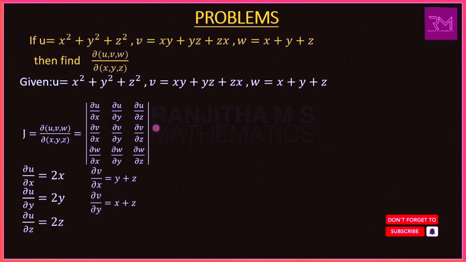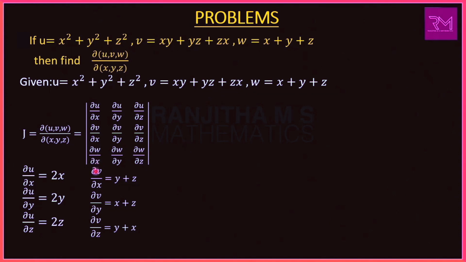Similarly, del v by del y value as, here we have y term, here also we have y term. So we have to differentiate this v term with respect to y, means here x is constant, take as it is, into differentiation of y is 1, plus here z is constant, take as it is, into differentiation of y term is 1. Hence we get del v by del y value as x plus z. Similarly, del v by del z, here we have z term, here also we have z term. Treat y as constant, here treat x as constant. Hence we get del v by del z value as y plus x.